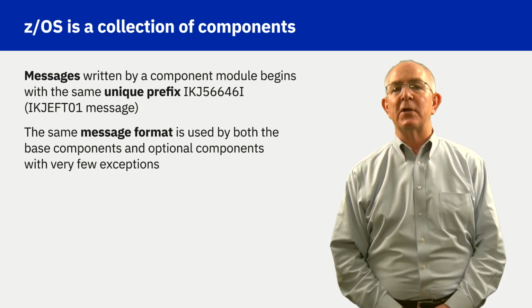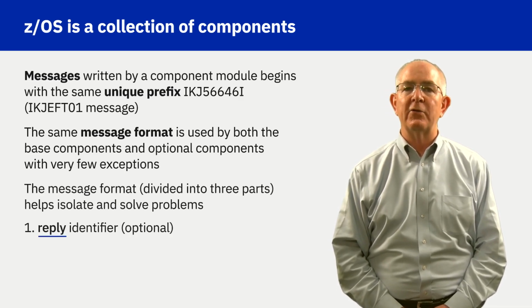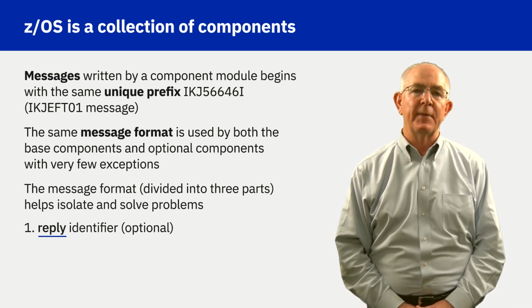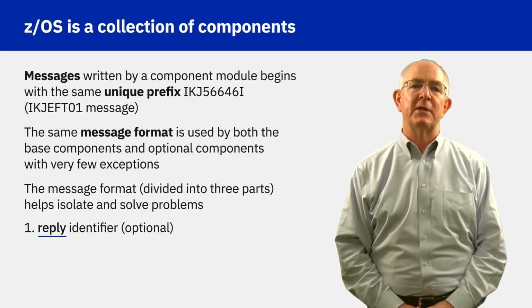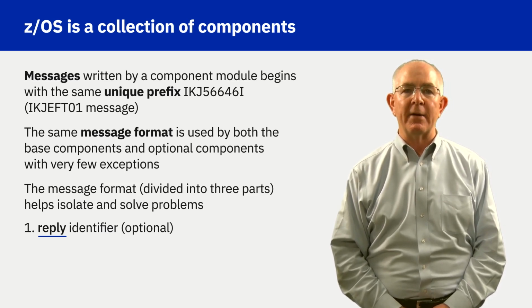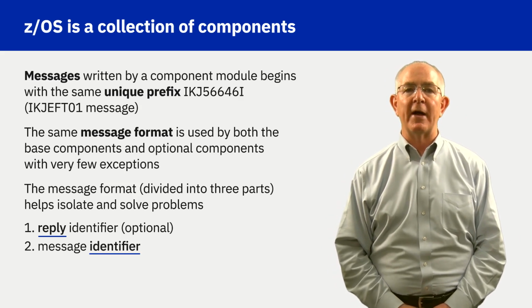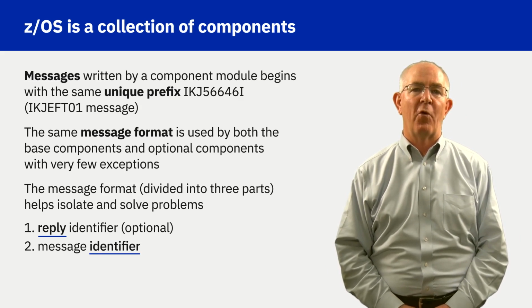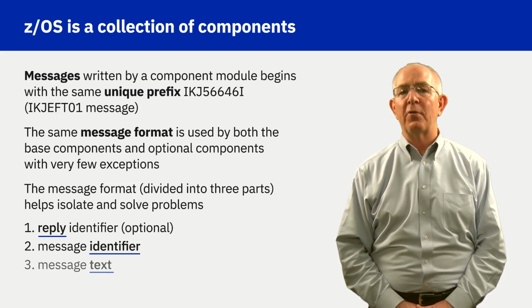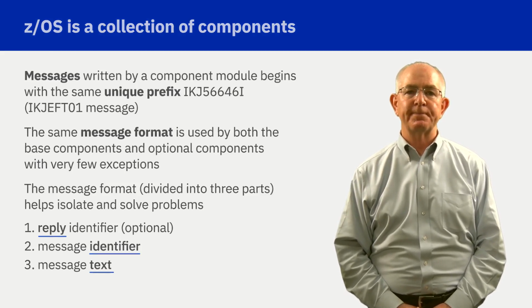The system has a standard message format with 3 parts. Part 1 is optional and rarely seen, which is a message reply identifier in the event the system is expecting an operator or automated procedure response to the message. Part 2 is the message identifier, as in the example showing IKJ56646I. Part 3 is the message text, which is a brief explanation.